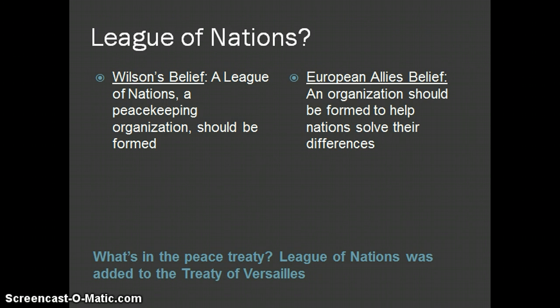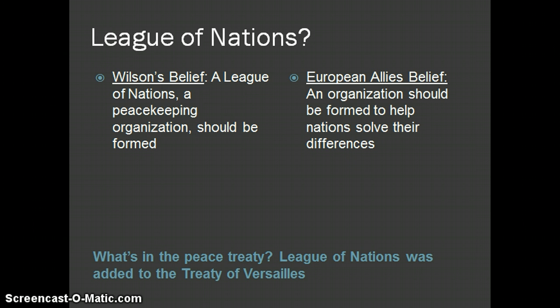What about the League of Nations? Wilson stated in his 14th point that a League of Nations, a peacekeeping organization, should be formed. European Allies agreed with this. They thought that an organization should be formed to help nations solve their differences peacefully so that a war like this would never happen again. A League of Nations was added to the Treaty of Versailles. That's what they named the peace treaty after World War I because it was developed at the Palace of Versailles.